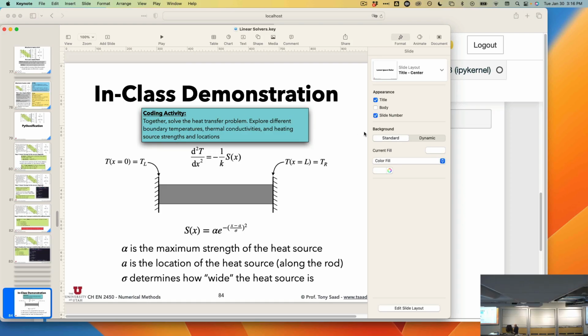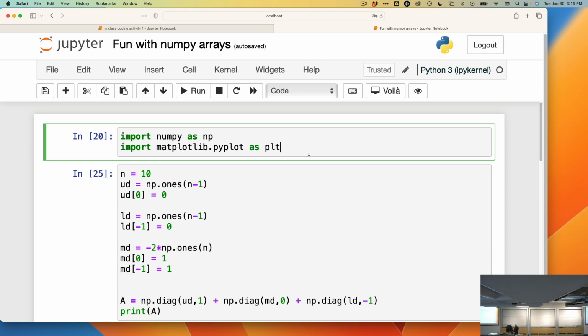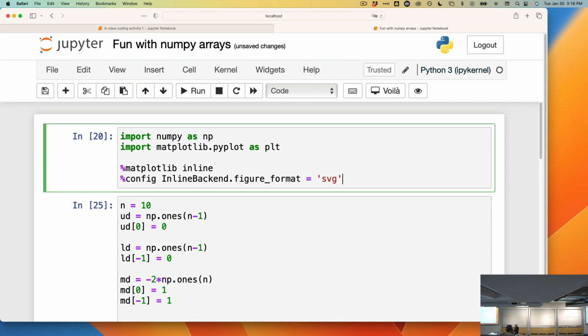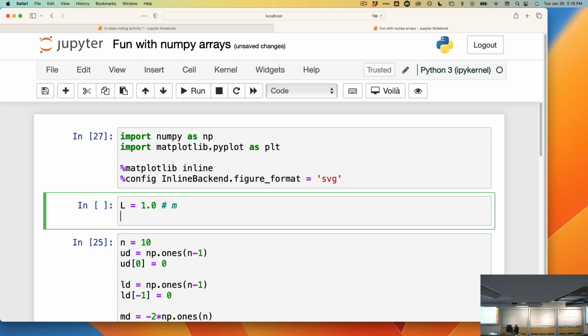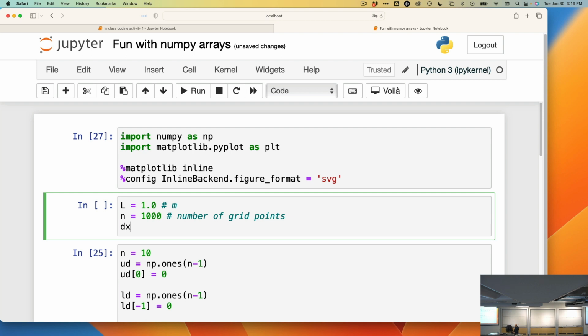Let's see. We're going to go to Python, and I already imported matplotlib. I will import my magic so that we can have clean plots. All right. So the first thing I want to do is define L, and let's say this is equal to 1 meter. For N, I want maybe 1,000 points, the number of grid points. Now, the interval size, dx or delta x, is L over n minus 1. N points gives you n minus 1 intervals, right? So interval spacing, we have n minus 1 intervals.